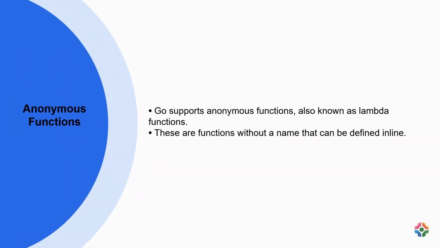Anonymous functions, or lambda functions, in Go are functions defined without a name and can be created inline. They are commonly used for implementing callbacks or function parameters. For example, to sort a slice of integers in descending order, you can use an anonymous function with the sort.Slice function. This function takes a slice of data and a custom comparison function as arguments, which can be an anonymous function that specifies the sorting logic. This allows for concise and flexible code, especially in situations where defining a separate named function would be cumbersome.